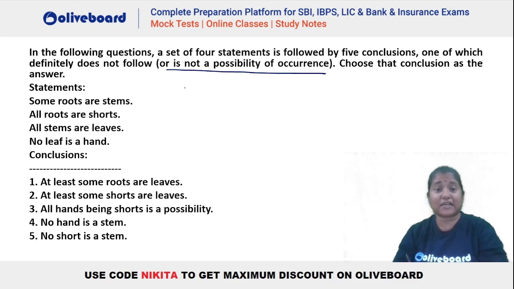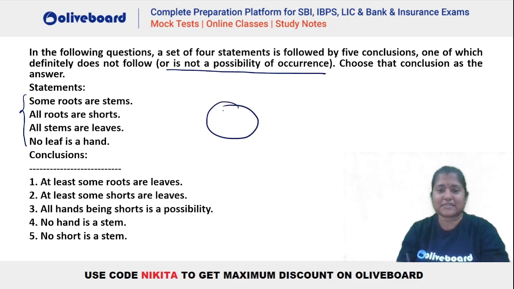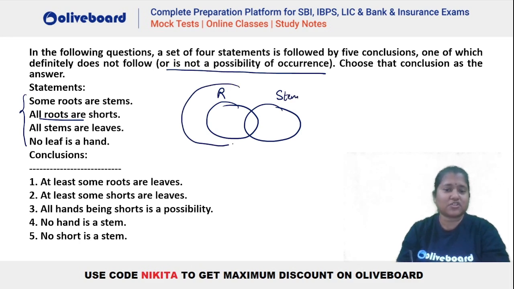Chalo, let's try it out. Let's see how this particular question is to be done. So you can see there are 4 different statements given to us. So let's draw the diagram. Some roots are stems. So some roots are stems will be something like this. Let's say this is root, this is stem. Now all roots are short. That means it is short like this.